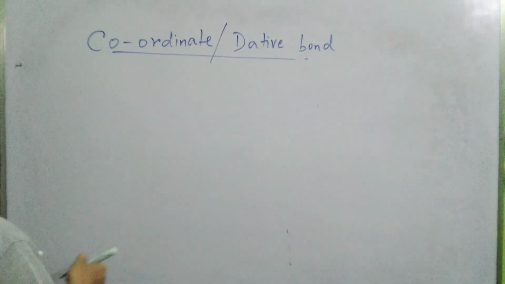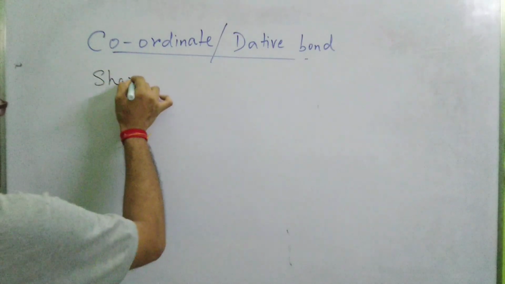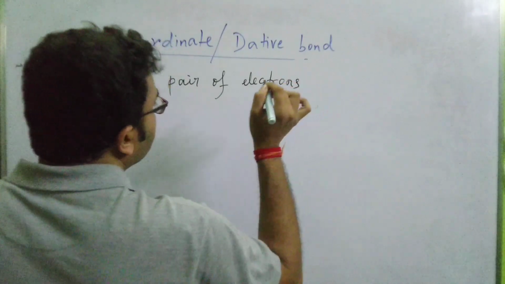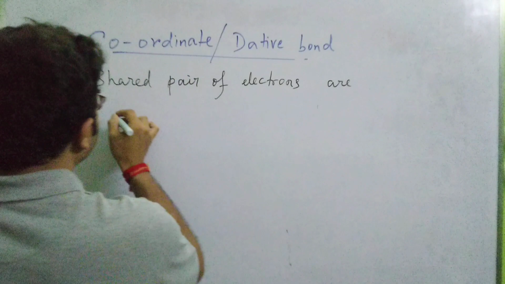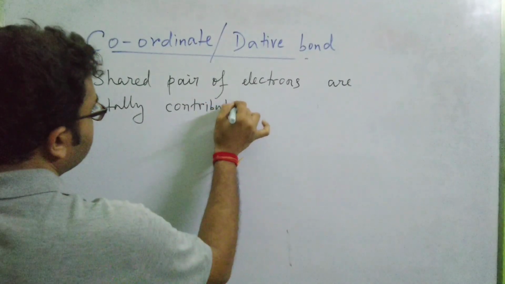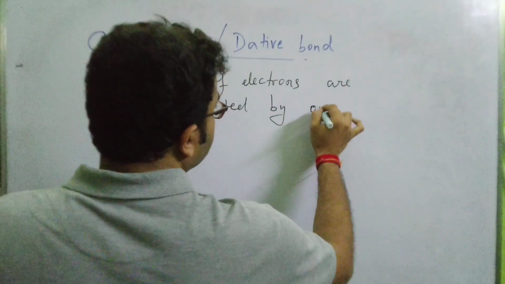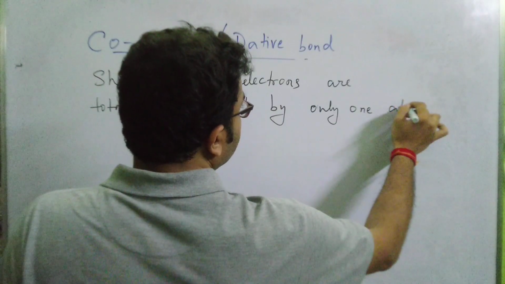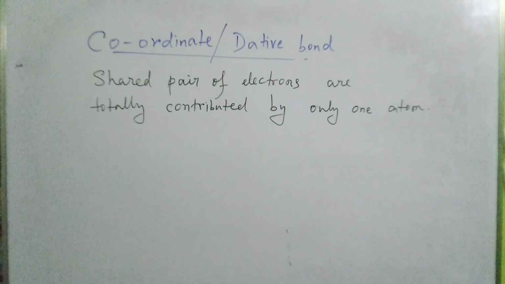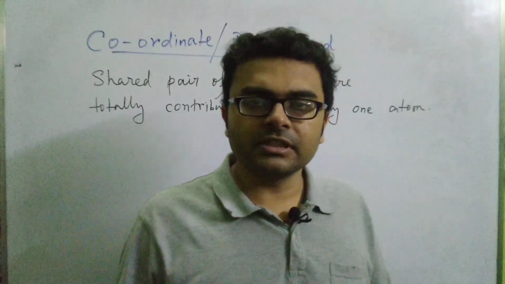As in a covalent bond, you have seen electron pairs are shared. Here in a coordinate or dative bond, the shared pair of electrons are totally contributed by only one atom. In a covalent bond, you have seen that the shared pair of electrons were contributed by the two atoms, one electron from each atom. But here in the case of a coordinate or dative bond, the shared pair of electrons is totally contributed by one single atom only. So this is the main difference.